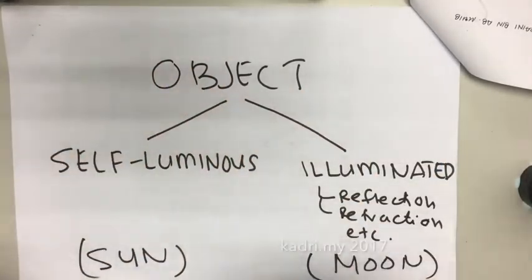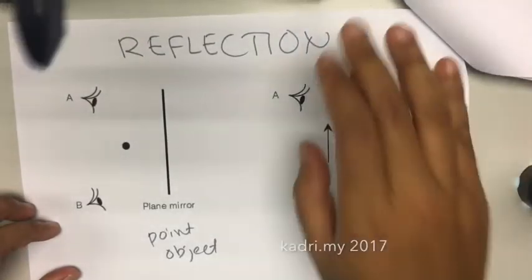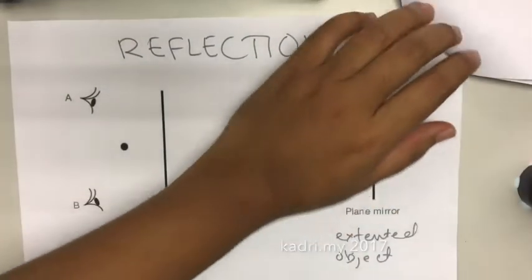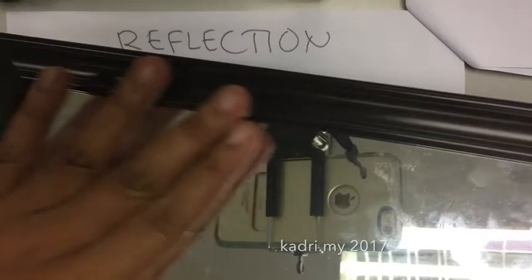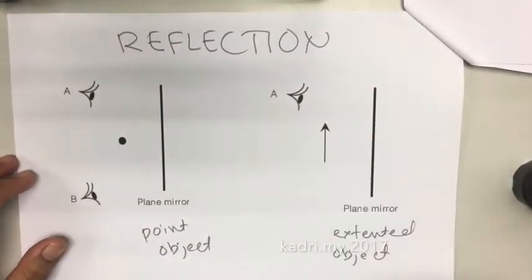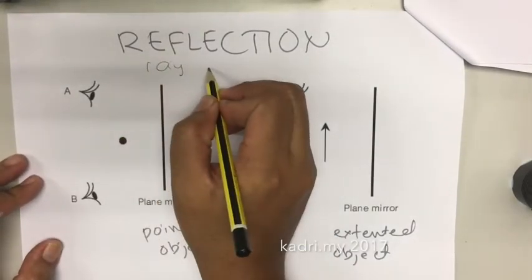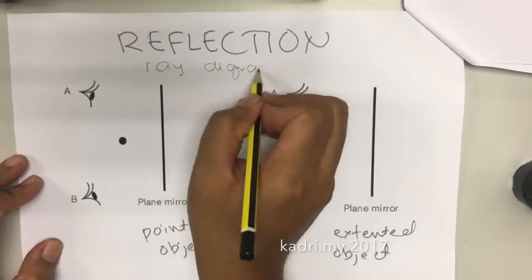All right, now we move to how we can see the image of an object by reflection on the plane surface. So this is a plane surface mirror. This is the normal. We can see that this is a plane surface, flat. So how can we see our image on the plane surface? We are going to draw what we call a ray diagram, where we represent light as a ray.